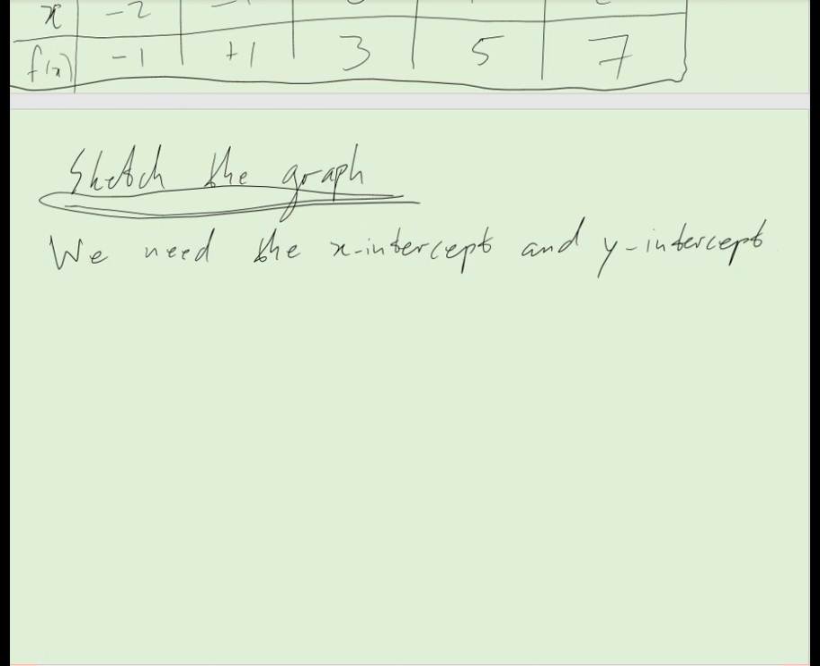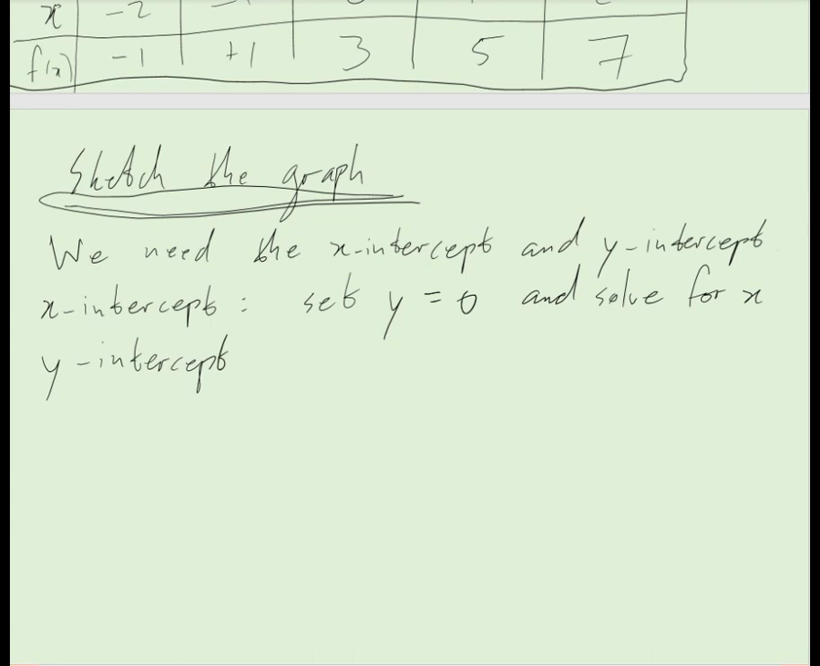So to get the x-intercept, set y equal to 0 and solve for x. So this is the roots basically, and solve for x. So set y equal to 0 and solve for x. To get the y-intercept, this is normally very easy. Just set x equal to 0 and solve for y. You probably don't have to solve for y, the answer will just be there.